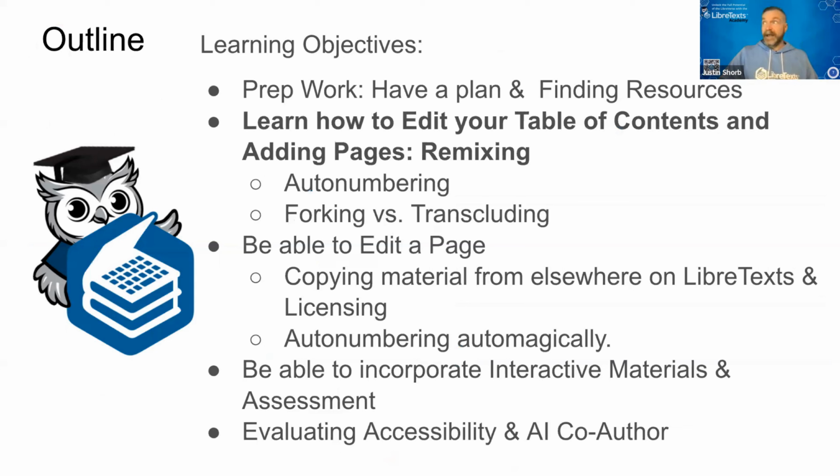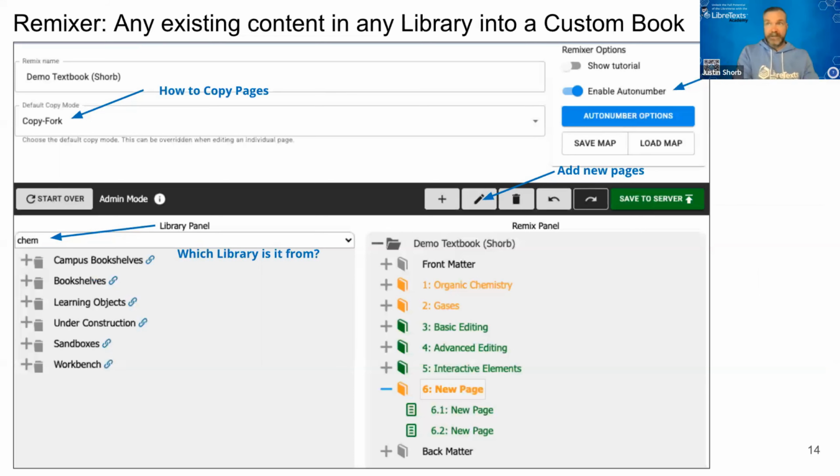Now I want to talk about editing that table of contents, building that up from resources that you find, and adding your own pages. This is a process that we call remixing. So the OER remixer looks like this, and it has some key features I want to point out. At the top where it says copy fork, that is a drop-down menu of different options for how to copy pages from other books into your book.